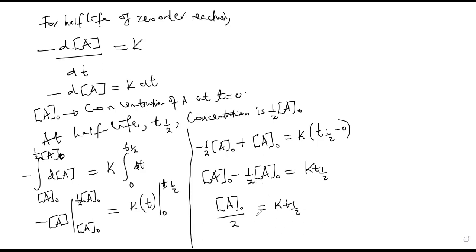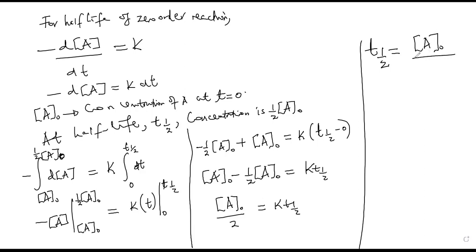But we need t a half, the half-life. So the half-life for a zero order reaction is equal to, when you divide by k, concentration of A naught divided by 2k, because we are dividing by k either way. Now, that is how we get the half-life for zero order types of reactions.